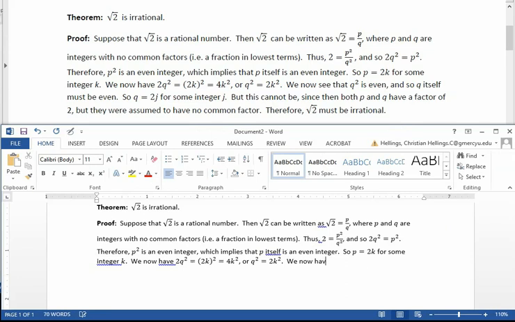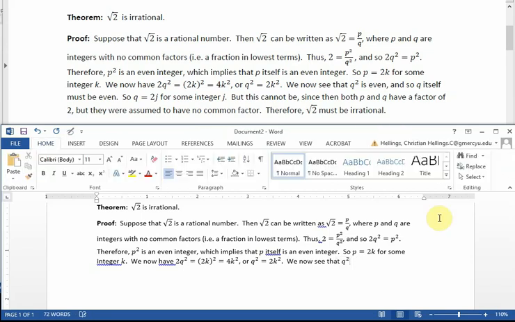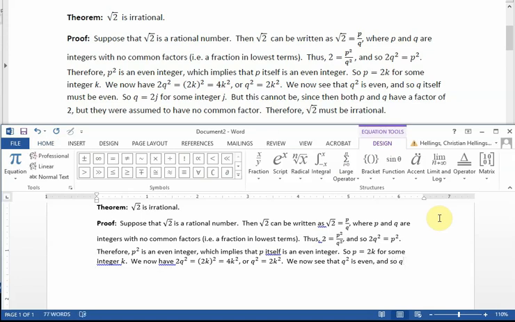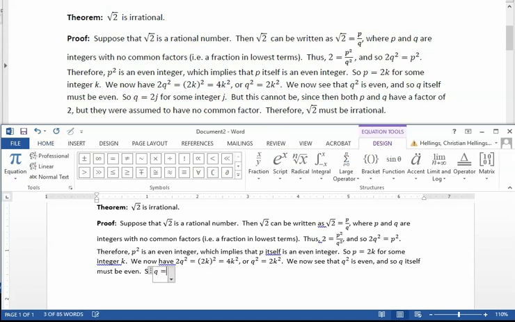We now see that Alt equals Q caret 2 space, right arrow key, is even, and so Alt equals Q, right arrow key, itself must be even. Okay, so hopefully you're getting the idea.